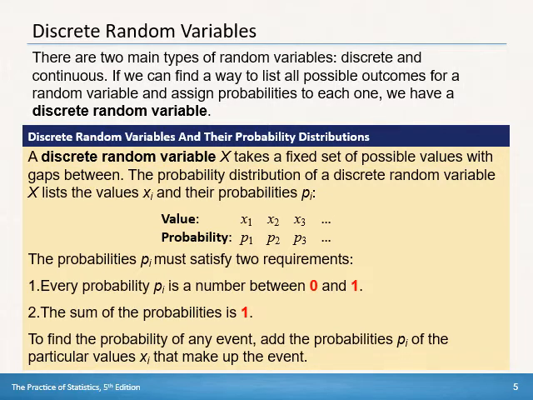All right, and then finding the probability of a particular event simply means adding up the probabilities that correspond to all the x values that make up that event. Okay.